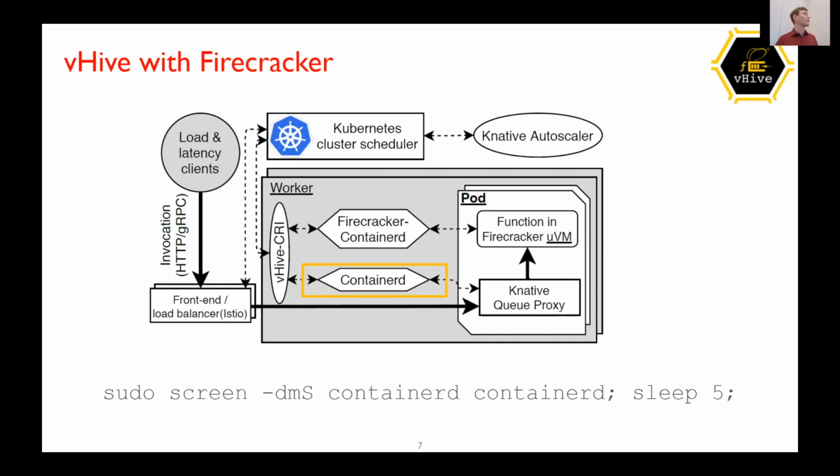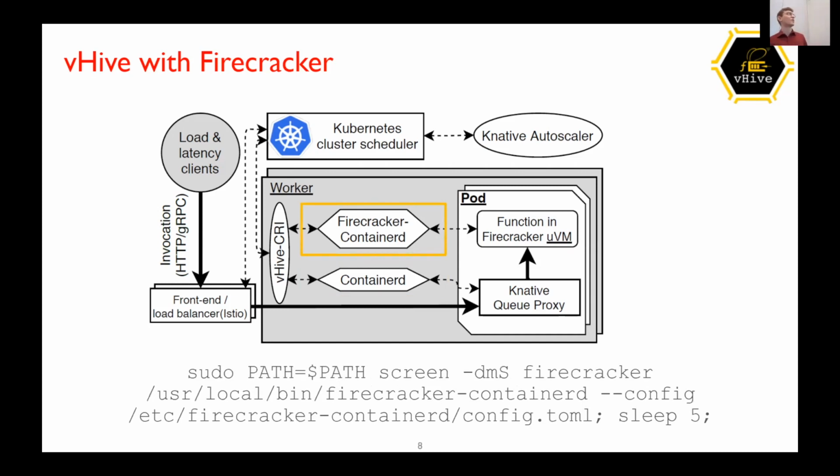So to run our infrastructure code, we will need containerd. For this, we can start it in the background using screen. This will basically open a separate session and run containerd in the background. Then after this, we need to start the firecracker containerd. It's a bit more complicated, but you can just copy paste the command. This will start the environment so we can later on run our functions within Firecracker.